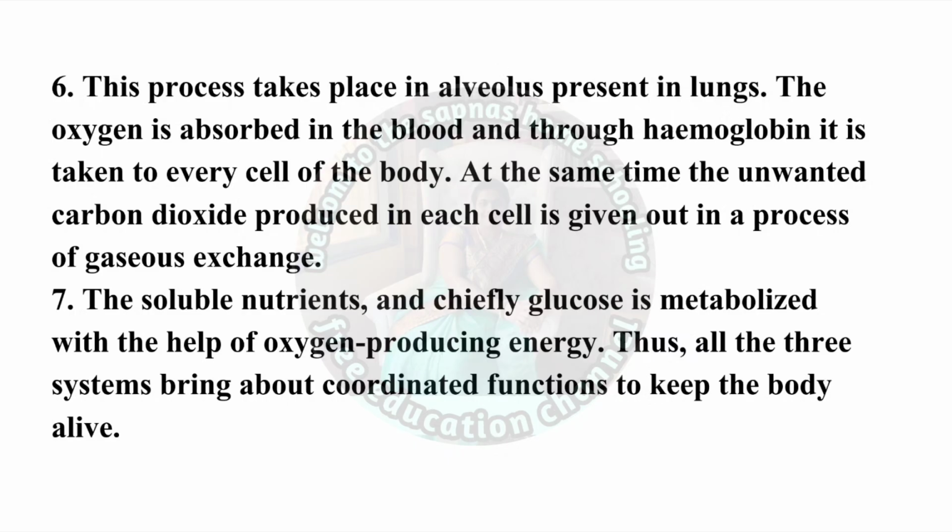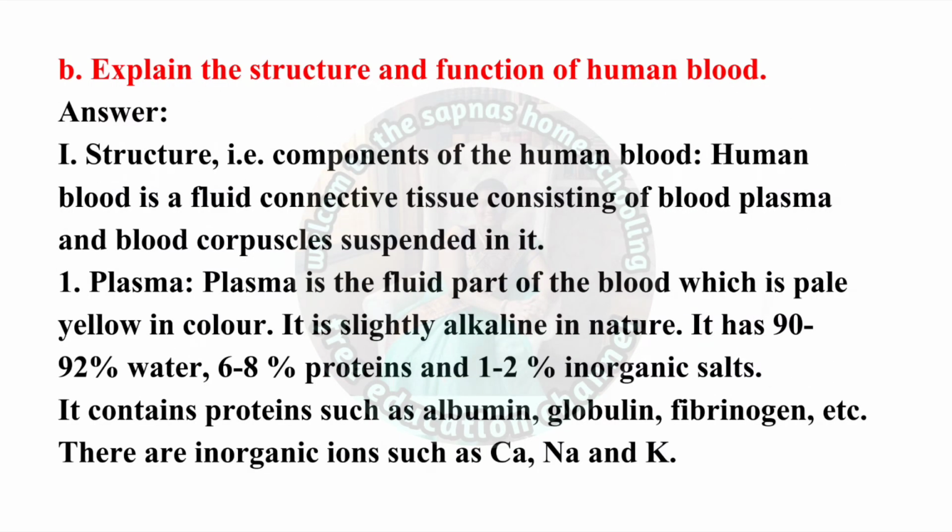At the same time, the unwanted carbon dioxide produced in each cell is given out in a process of gaseous exchange. The soluble nutrients, chiefly glucose, are metabolized with the help of oxygen, producing energy. Thus, all the three systems bring about coordinated functions to keep the body alive. Question B. Explain the structure and function of human blood.